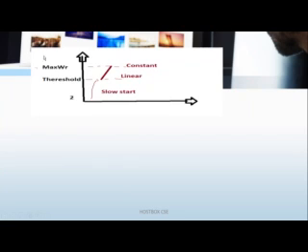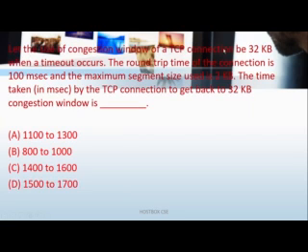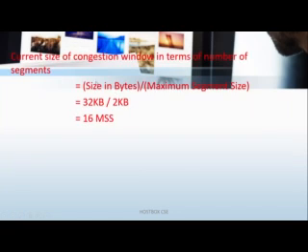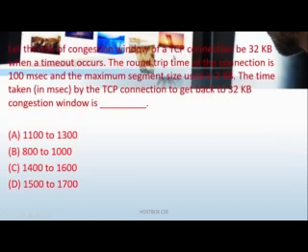Based on this diagram, here is the threshold value and the maximum window size. It will be a slow start, then it becomes linear, that is congestion avoidance, and after some time it becomes constant. That's the statement here.